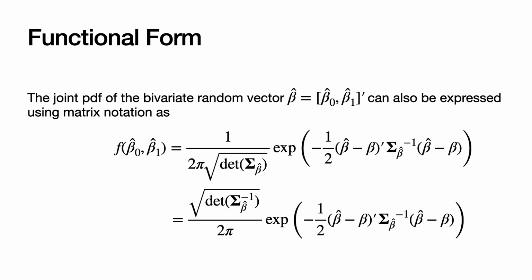Now this can also be expressed using matrix notation in the following way. So again, f, which is a function of the least squares estimators beta 0 hat and beta 1 hat, is equal to 1 over 2 times pi times the square root of the determinant of the covariance matrix of the least squares estimators, times the exponential function evaluated at the quadratic form negative 1/2 times the transpose of beta hat minus beta, times the inverse of the covariance matrix, times beta hat minus beta.